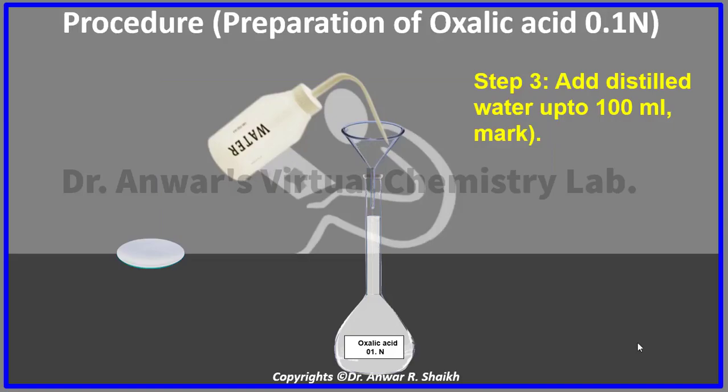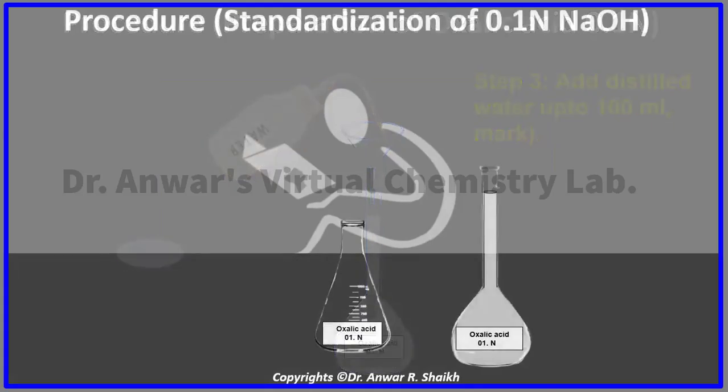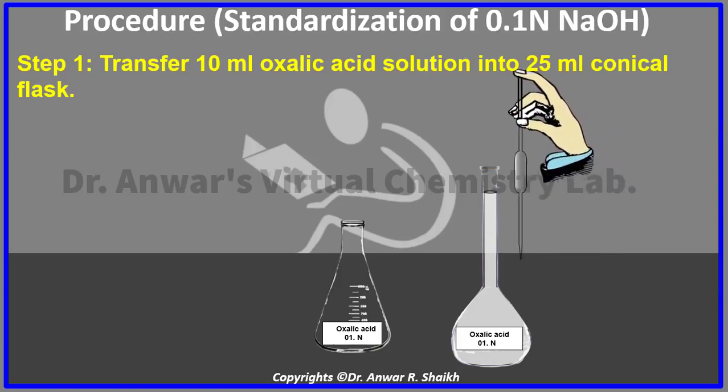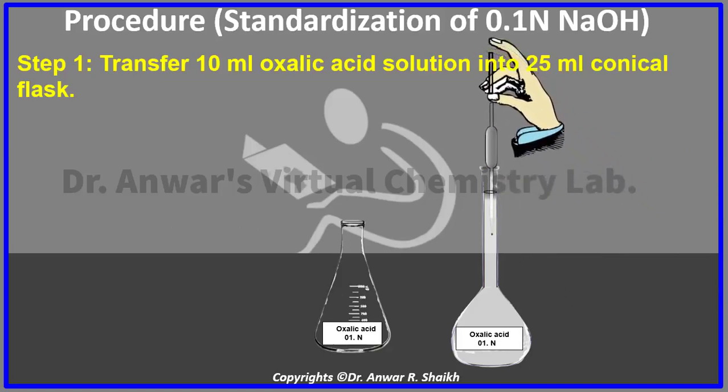Procedure for standardization of 0.1 normal sodium hydroxide solution. Step 1. Transfer 10 ml oxalic acid solution into a 25 ml conical flask.